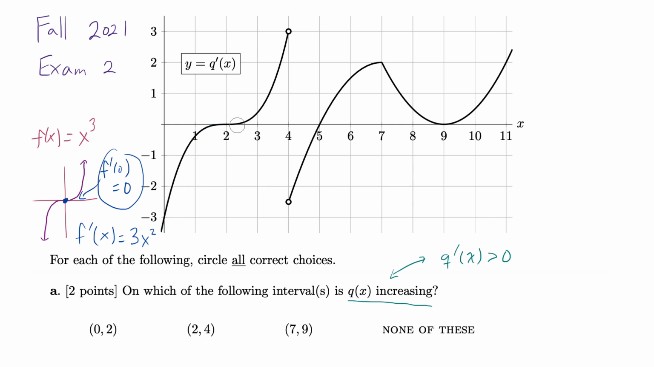So 2, 4, when I look at 2, 4, we see that q prime of x is above the x-axis. It's positive here. So 2, 4 is good. And 7, 9, well, when we look at 7, 9, we see that q prime of x is positive here. So once again, 7, 9 works as well.